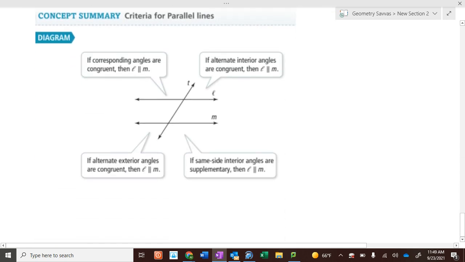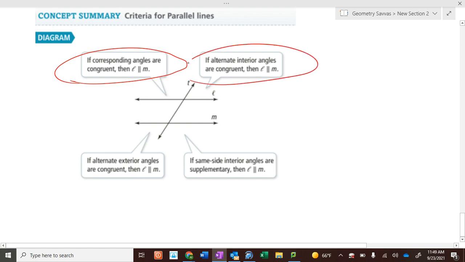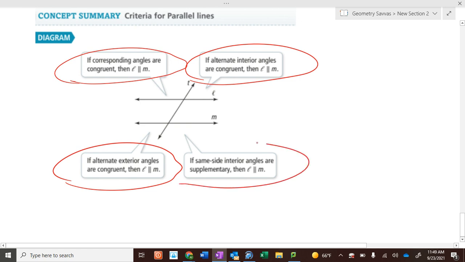Okay? So, the converses. So, corresponding angles, if they're congruent, then the lines are parallel. Alternate interior angles are congruent, then the lines are parallel. Alternate exterior angles are congruent, lines are parallel. Same side interior angles are supplementary, lines are parallel. Okay? So that covers your first assignment.